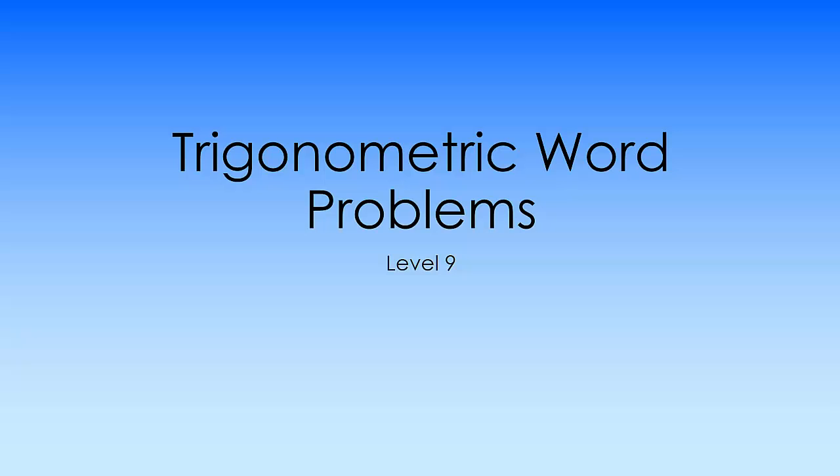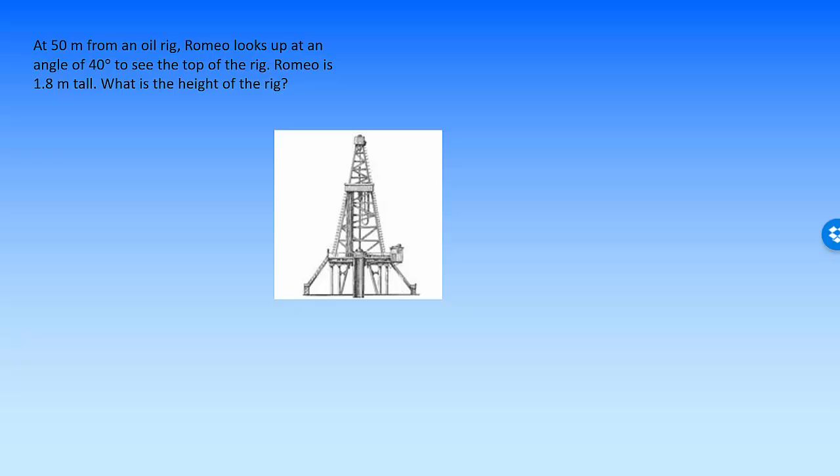Trigonometric word problems. At 50 meters from an oil rig, Romeo looks up at an angle of 40 degrees to see the top of the rig. Romeo is 1.8 meters tall. What is the height of the rig?